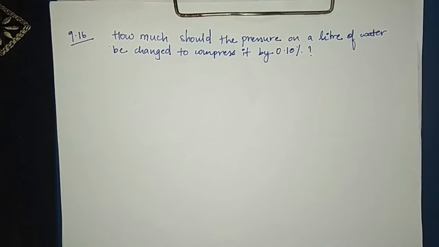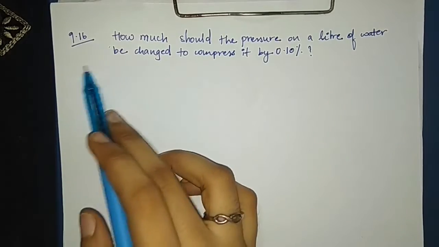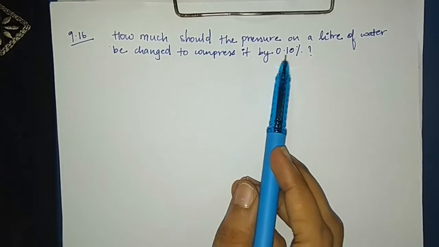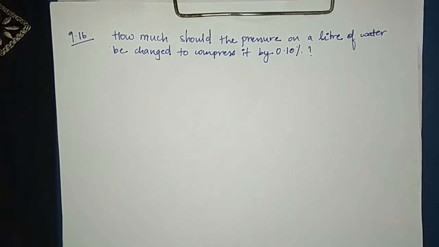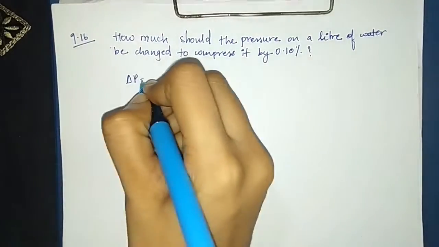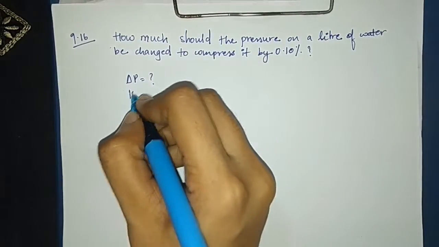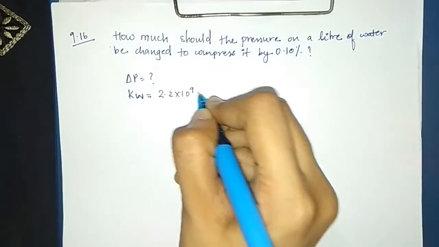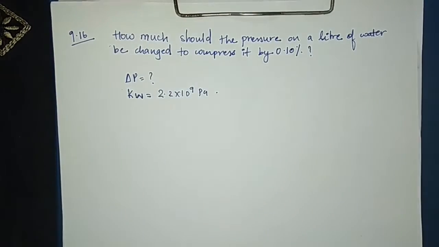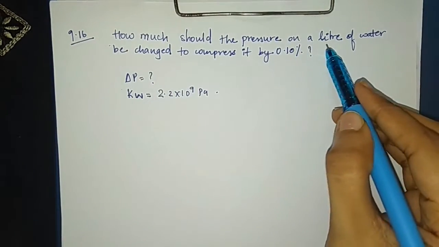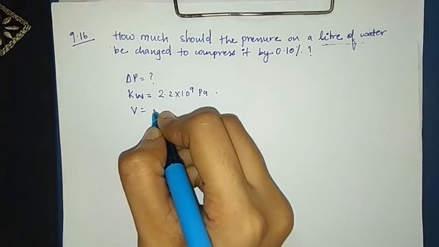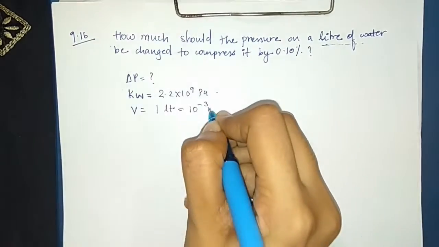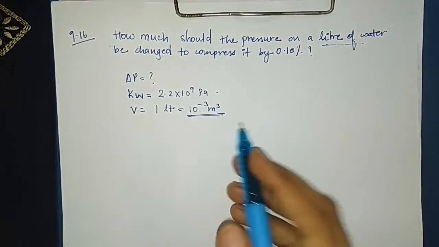So let's solve the last exercise problem of the chapter, that is 9.16. How much should the pressure on a liter of water be changed to compress it by 0.10%? So we have to find the change in pressure, that is delta P. From the table we can find the bulk modulus of water, which is given as 2.2 into 10 raised to 9 pascals. And pressure on a liter of water is given, so initial volume is 1 liter, which can also be written as 10 raised to minus 3 SI units, meter cube.